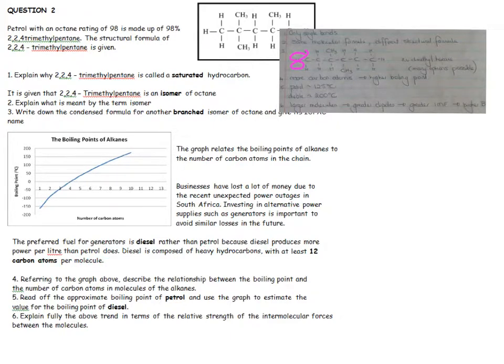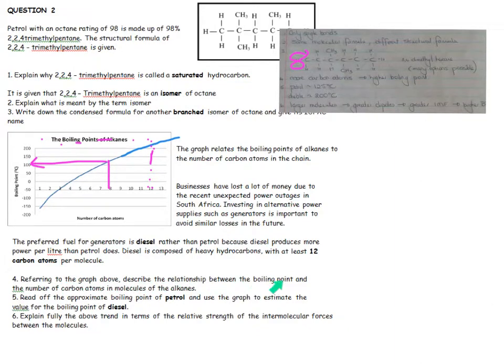So what if I were to extend this, carry on the trend of that line over there? When I get to 12, what is my boiling point going to be? I can go across and see what that is. For petrol, you would go up at 8 and you would see what the boiling point was over there.